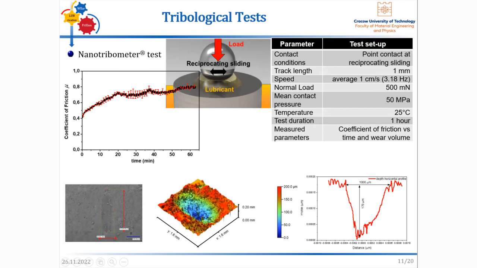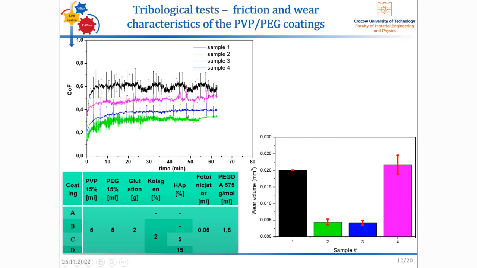Here we have tribological test results for the PFOP-PEG coatings. As you can see, the highest coefficient of friction is for the first sample, which is a reference sample that doesn't contain any additives, so it's a pure polymer PFOP-PEG. The coefficient of friction is high here, and the wear volume is also very high, so it's not the best composition. However, the situation improves when we add collagen and hydroxyapatite. When we add 5% of hydroxyapatite or only collagen, we have the lowest coefficient of friction and the lowest wear volume.